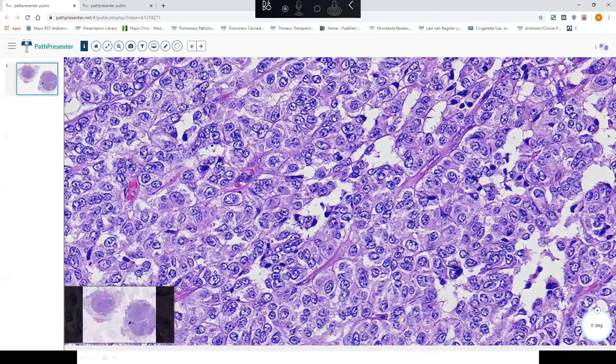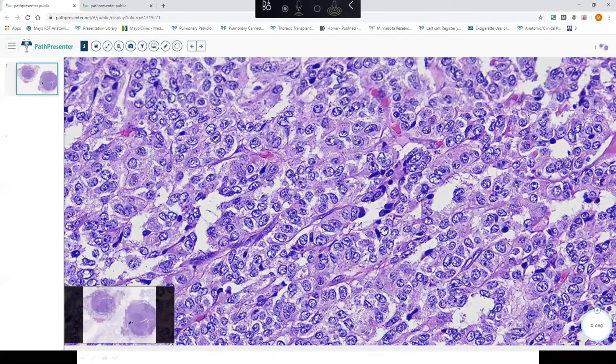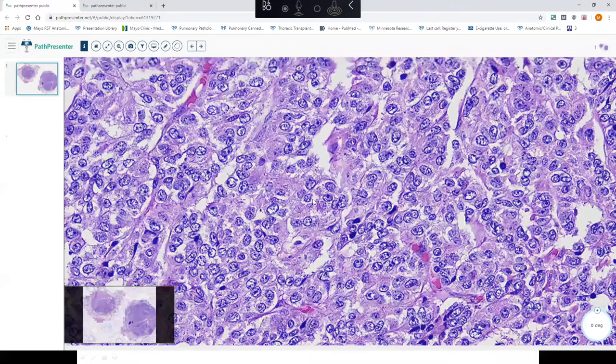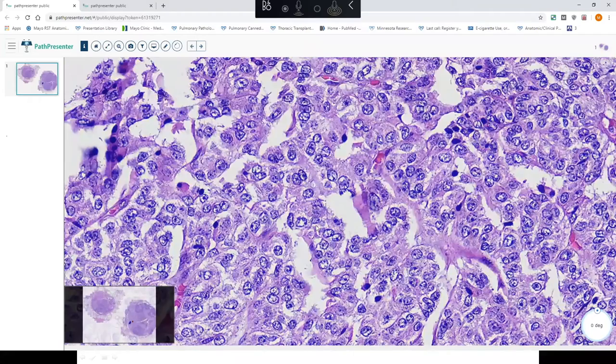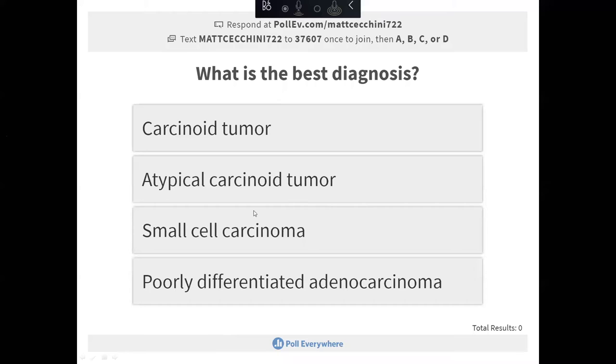There are also some pertinent negatives we don't see in this tumor. We don't see any significant necrosis. We're not seeing prominent nucleoli, and the mitotic activity is quite low. Perfect. That brings us to our first poll. What do people think the best diagnosis for this case is? Is it A, carcinoid tumor, B, atypical carcinoid tumor, C, small cell carcinoma, or D, a poorly differentiated adenocarcinoma?